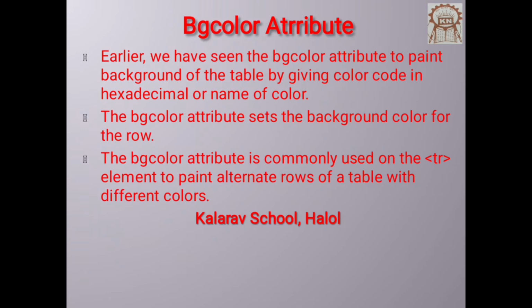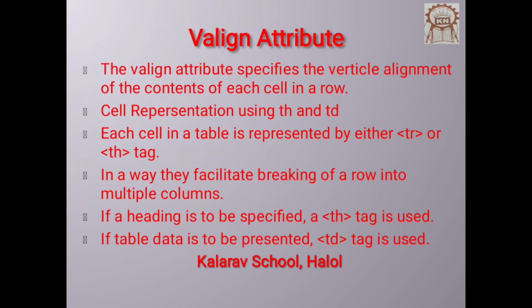If only a row of a table is required to be painted with a specified color, the answer is again the BG color attribute with either a color name or a color code in hexadecimal. The V align attribute specifies the vertical alignment of the contents of each cell in a row.